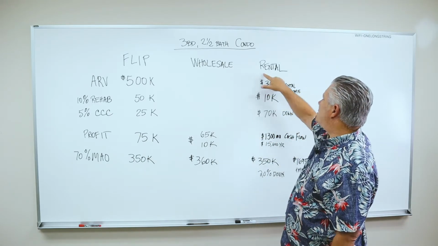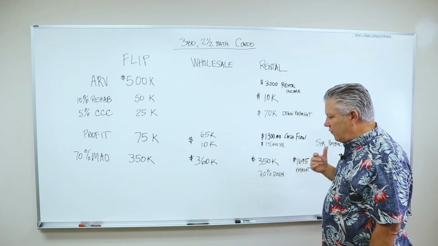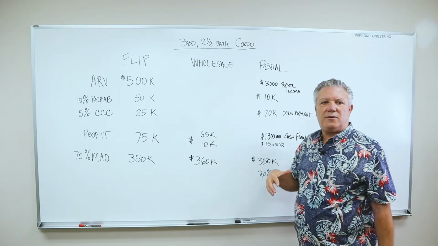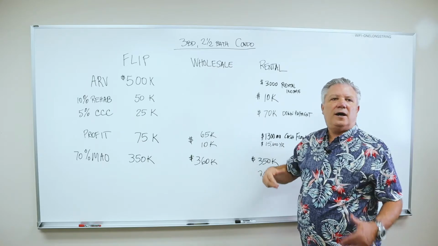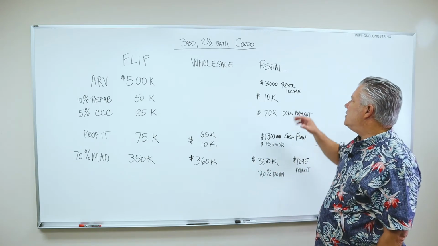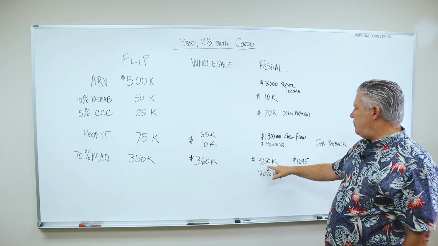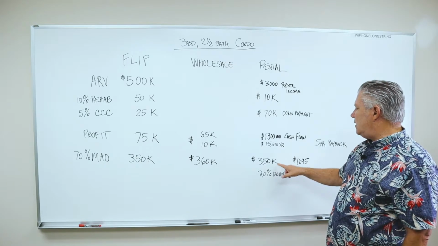So now if we go into a rental situation, and rentals in California, there's not a lot of them out there that work. Sometimes they do. Again, it depends how much money you put down and what you're going to do to the property. So we're going to take the same scenario here. Again, we purchased it for $350,000.